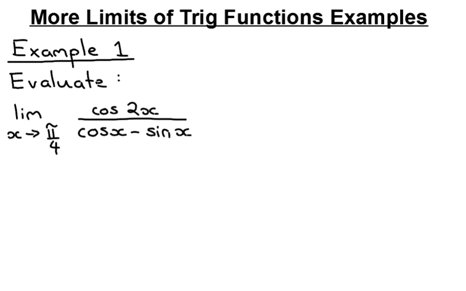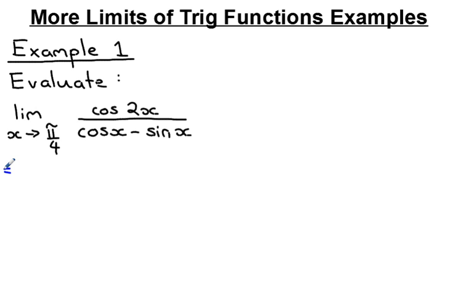Right, in this video we're going to have a look at some more limits of trig functions examples. So this is our first one. We're asked to evaluate the limit as x tends towards pi over 4 of cos 2x over cos x minus sin x. Now in this particular example, we're going to need to use one of our double angle formulae.